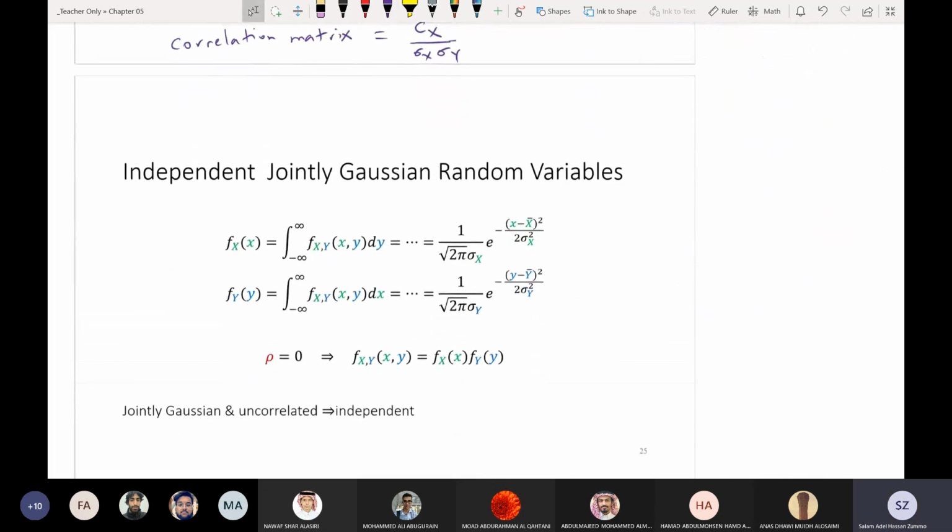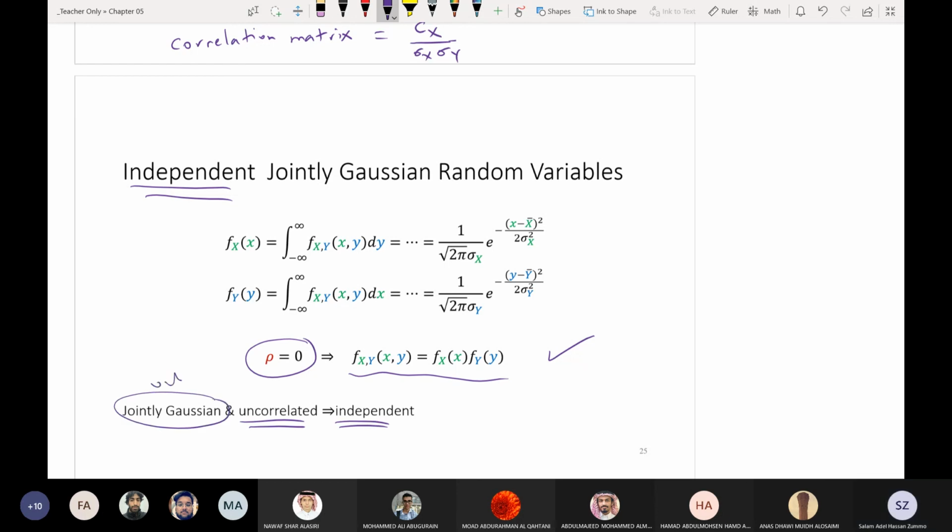So basically we established the fact that for independent jointly Gaussian variables, when rho equals 0, you have this. We already established that. So jointly Gaussian and uncorrelated means they are independent. And this only applies for jointly Gaussian.